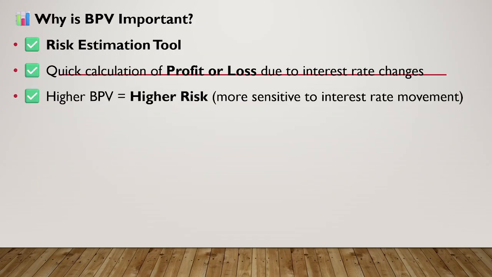Why is BPV important in risk management? Now that we know what BPV is, the next question is, why do we even need it? The answer is simple. BPV allows banks and financial institutions to estimate how much profit or loss they might face if interest rates move. This is especially important for risk managers handling large bond portfolios. If a bond has a high BPV, it means its price is more sensitive to interest rate movements, and hence, it carries higher interest rate risk. So BPV becomes an essential tool in measuring and managing this risk.